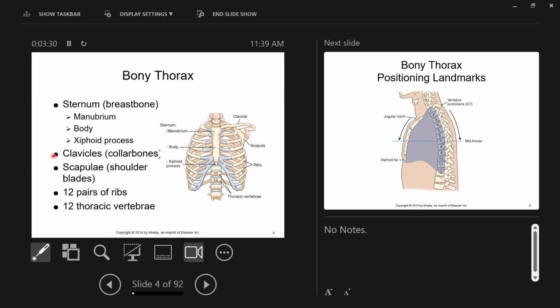You have clavicles, left and right clavicles. The clavicles are part of what we call your shoulder girdle. We do specific radiographs of the clavicles and shoulders separately. These are separate things, but they're part of the bony thorax. You see them on every chest x-ray.